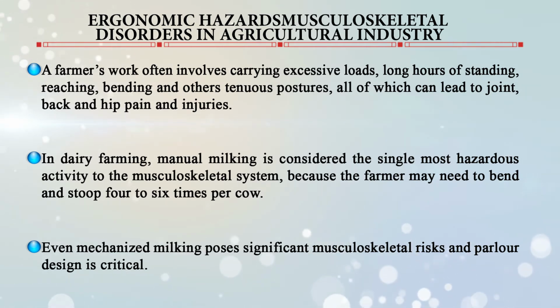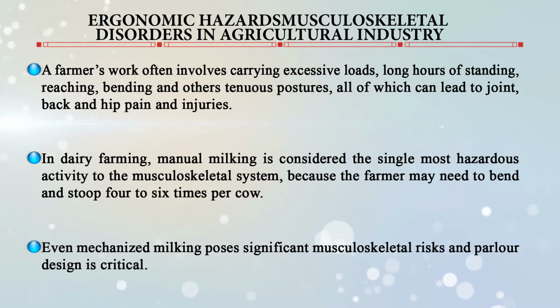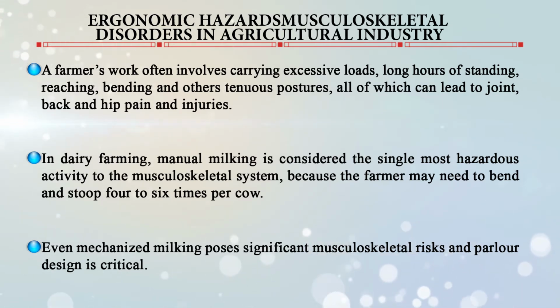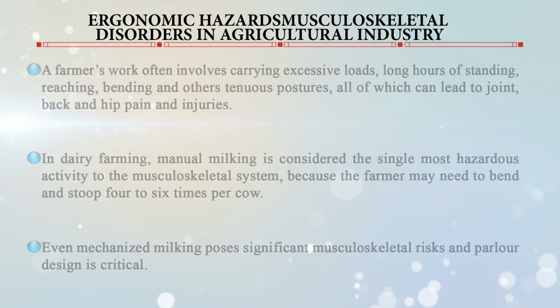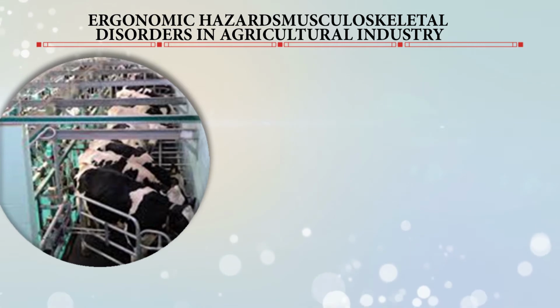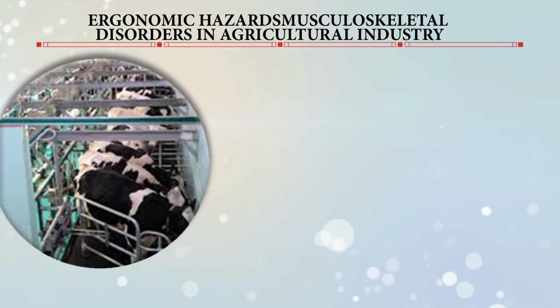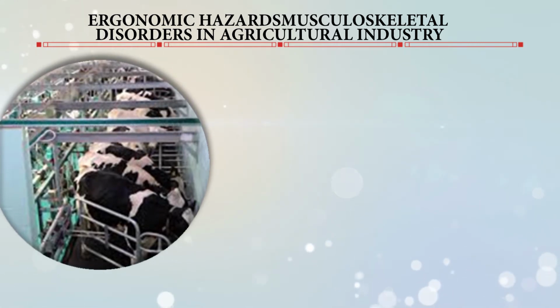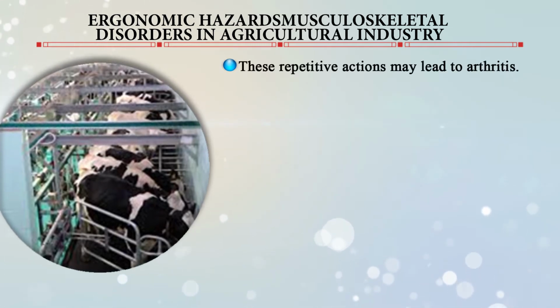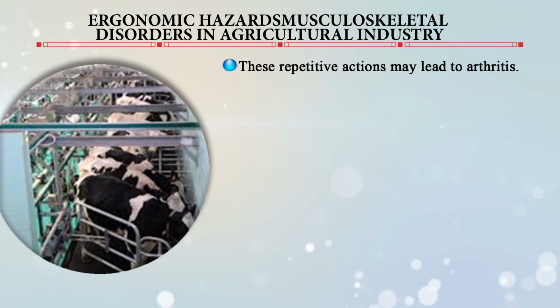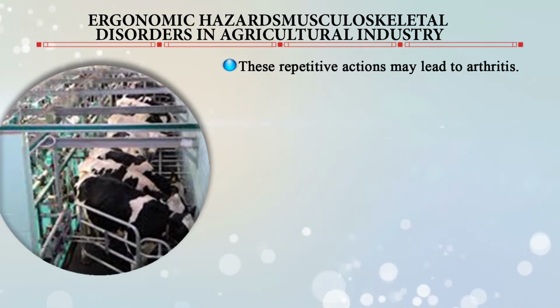And the parlor design. Parlor design means where the animals are being milked. That entire entity, the design of that, is very critical and important. So here you see how mechanized milking occurs, where the cows are made to stand in a specific position, and these repetitive actions, when you are tending to so many cows, can also lead to arthritis of either the hands, and in manual milking, of course, the legs.